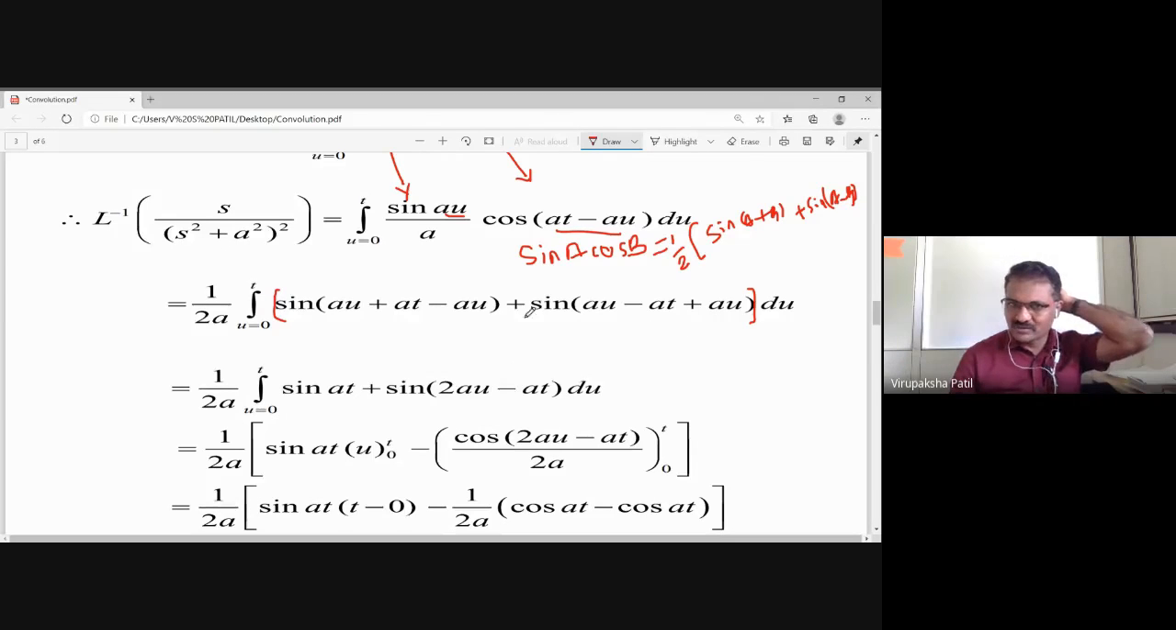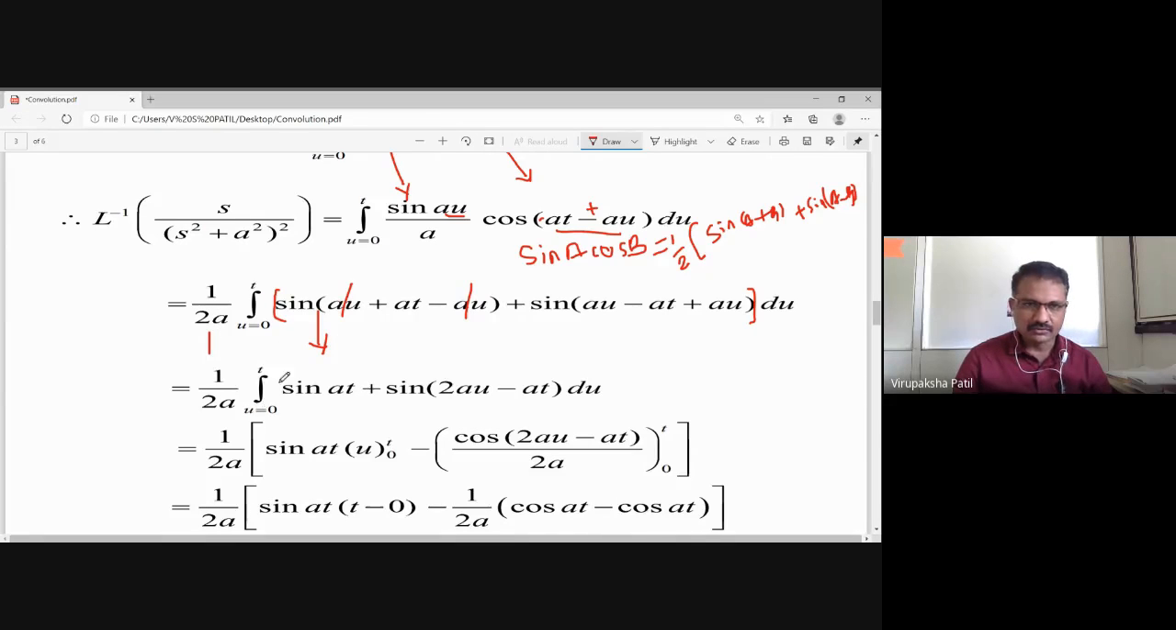Sine a minus b means sine au as it is, minus of this. So minus of this means this becomes minus, this becomes plus. So you can write it as sine au minus at plus au. So simplify this. This au are with the opposite sign, so that cancels. So finally you'll get the first term as 1 divided by 2a as it is.